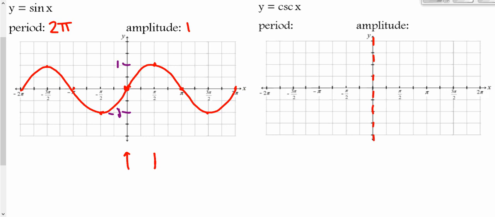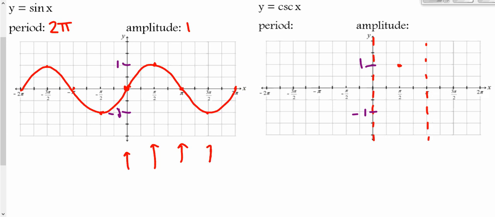Let's move on to pi over 2. For pi over 2, the sine value is 1. What's the reciprocal of 1? 1. So cosecant will be 1 as well. Label that y-axis there. Okay, let's move over to pi. The sine of pi is 0. So the cosecant of pi is undefined, so we have another vertical asymptote.